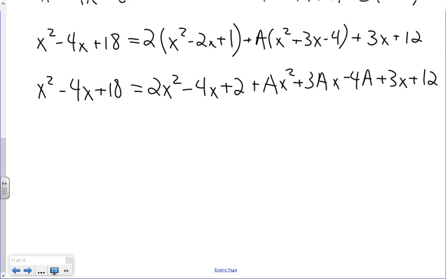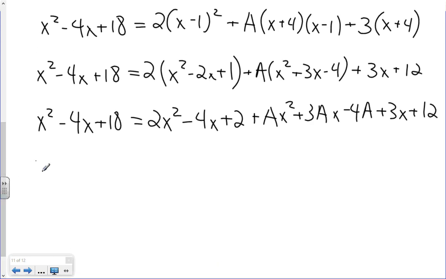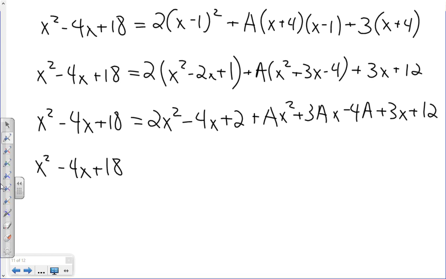All right, the next step is to do the same thing we did with the previous example in the first half of this, which was combine all your x squareds, combine all your x's, and then combine all your constants. So for x squared terms, maybe I'll underline these so I don't miss them. I've got an x squared here and an x squared here. So I've got 2 plus a, x squared.